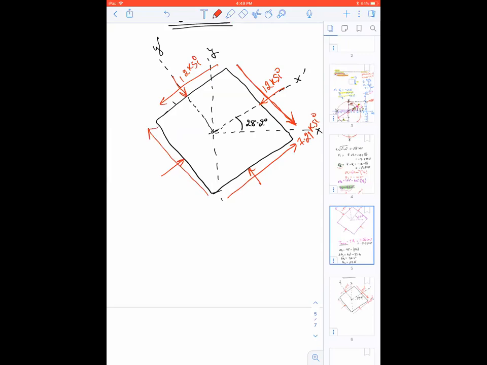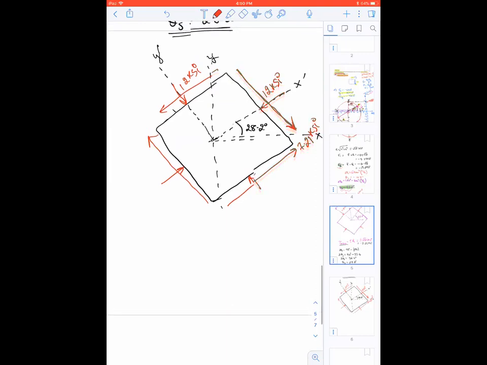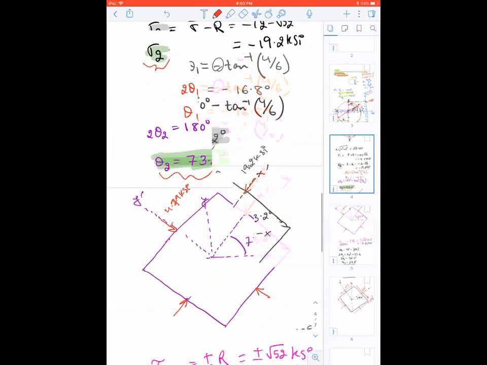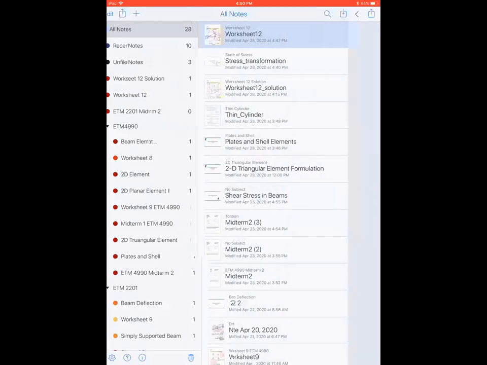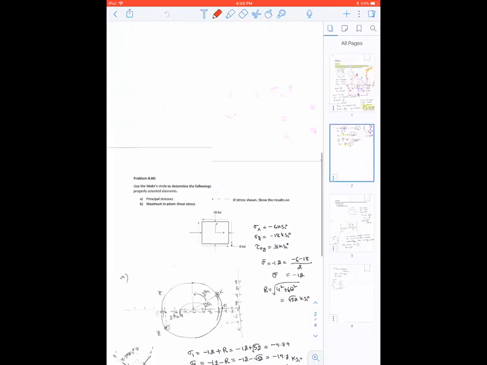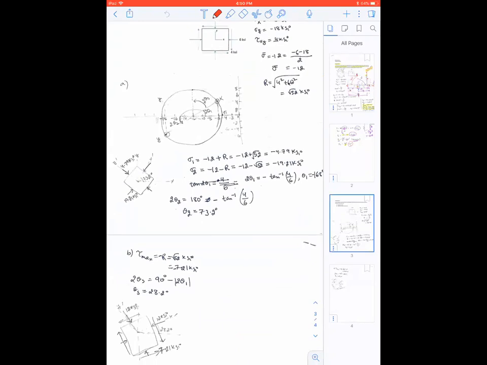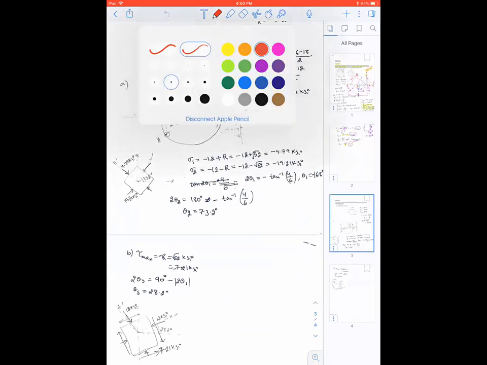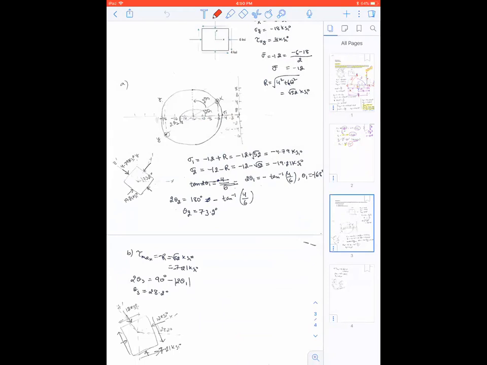Okay, so this is my stress element for this one. If I go back here, I do have a nice solution for you guys. This is my maximum in-plane shear stress, where you're going to see tau max on the X prime and Y prime faces. You can see this is going to be 7.21. This is negative 7.21. Oh, sorry, this is the Y prime face.